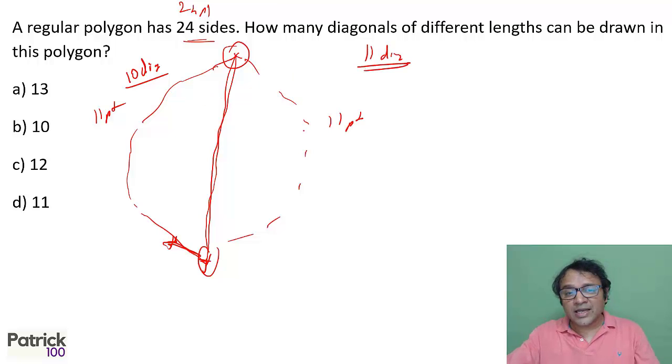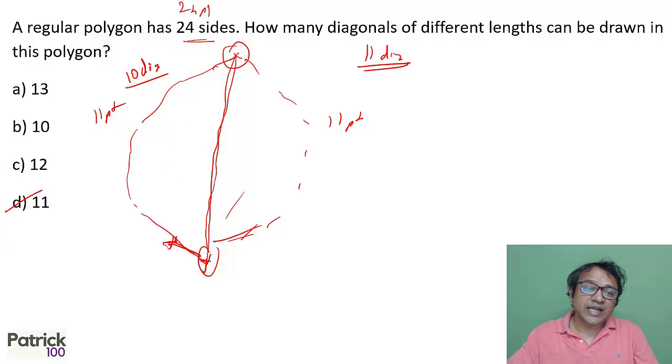The diagonals on the other side will be the same as the diagonals on the first side. The lengths will be the same. I want different lengths, right? The diagonals on the other side will be the same length as the diagonals on the first side. So there are 11 diagonals of different sizes. So 11 will be the answer. 11 diagonals of different lengths.